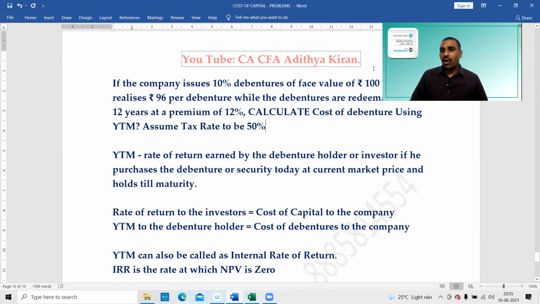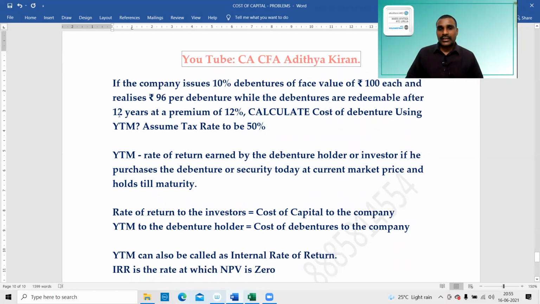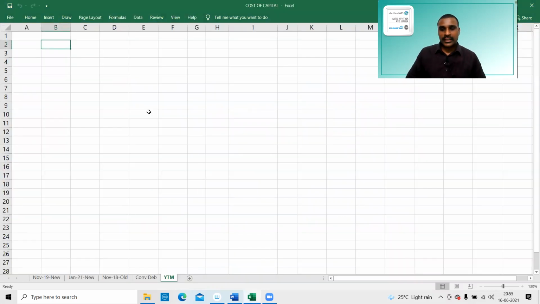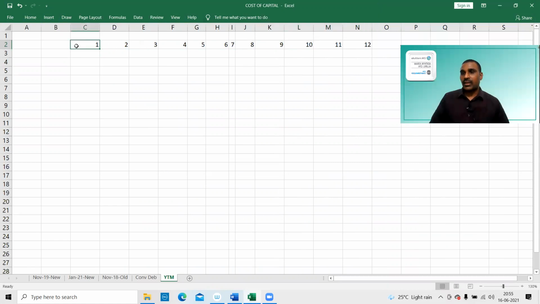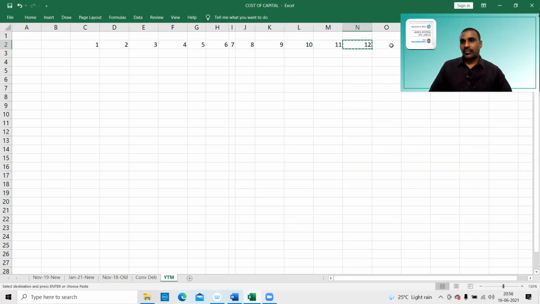So how many years are there? The problem is given for 12 years. Therefore, we have to use 12 years of cash flows. 1, 2, ... 8, 9, 10, 11, and 12. For the 12th year, we have to use one more figure because the redemption price will be there. For the 12th year, we can take only one figure, or you can take 12 figures, your choice. So here, initially zero.